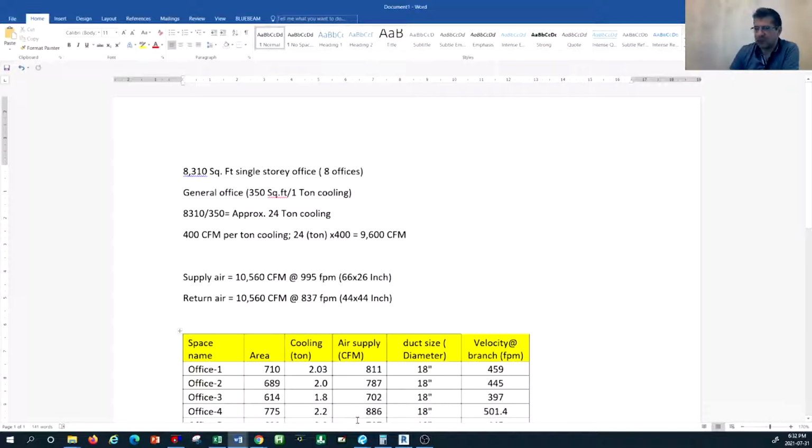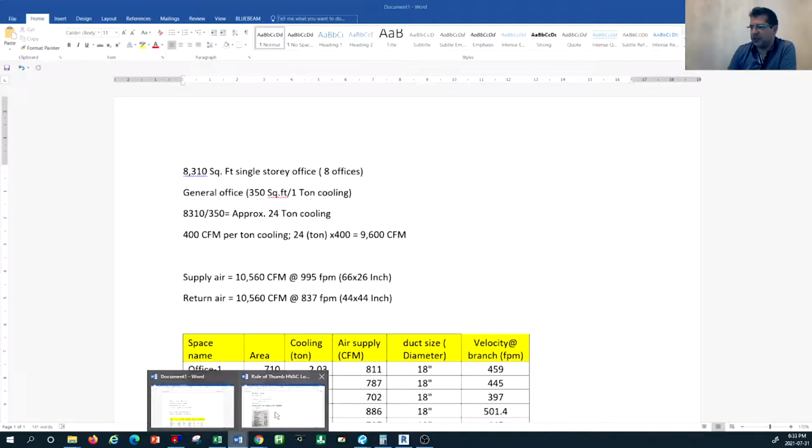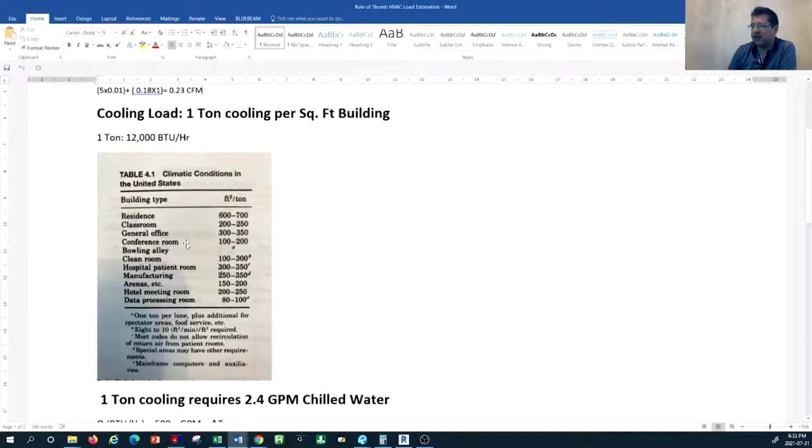So you can go back to the rule of thumb calculation for the heating and cooling tutorial. There's a video in our video database you can refer to and see how I can approximate this. So based on the approximation, if you remember from the other tutorial, for general offices, we could say that between 300 square feet to 350 square feet, you can consider 1 ton of cooling required.